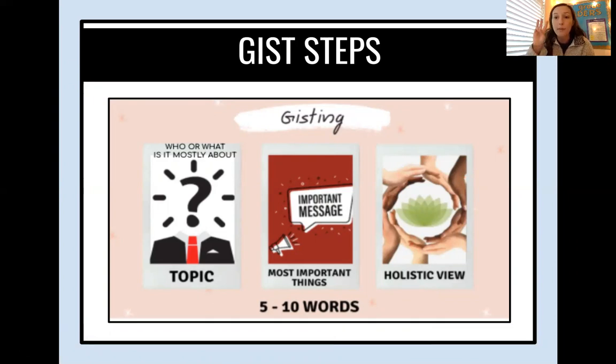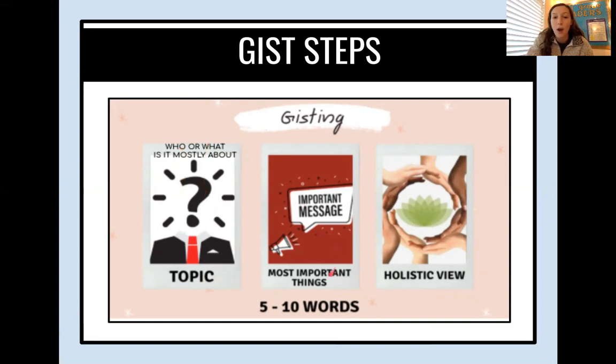There's three important steps for gisting. We want to think about who or what it is mostly about. That's going to be the topic. So when you're thinking, oh gosh, I don't remember what the topic is, that's okay. When we're gisting, the topic is going to be who or what it's mostly about.